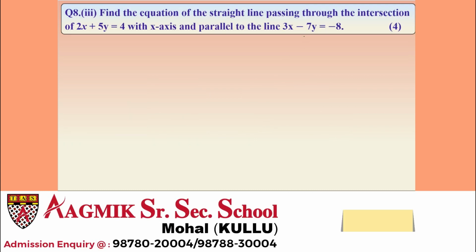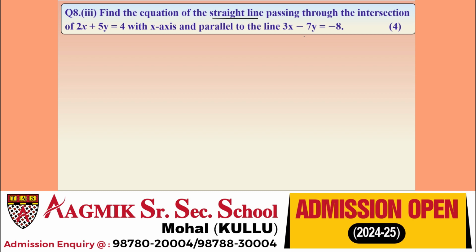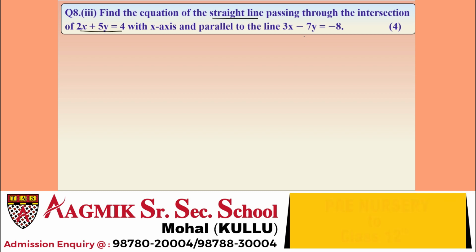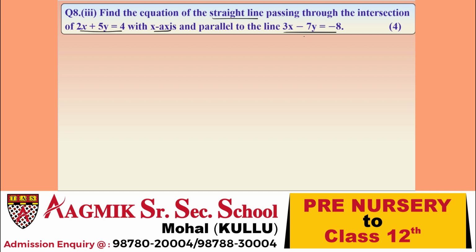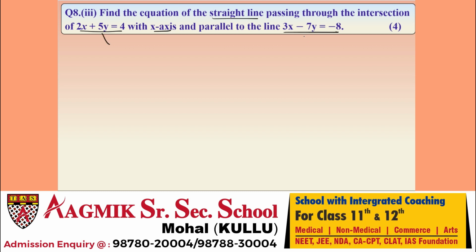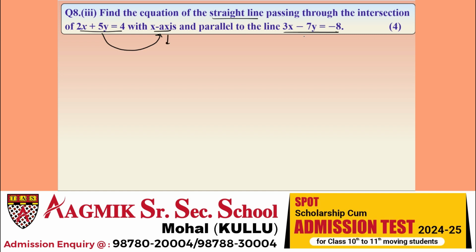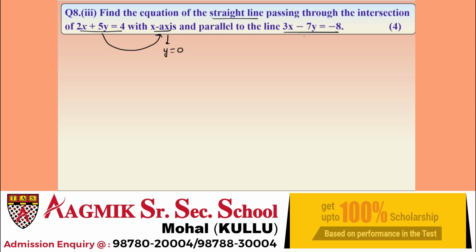Moving on, question number 8. Find the equation of the straight line passing through the intersection of this line with x-axis and parallel to this line. अब देखो कोई भी लाइन अगर x-axis को इंटरसेक्ट करती है तो x-axis की इक्वेशन होती है y equal to 0 because any point on x-axis has y coordinate 0.